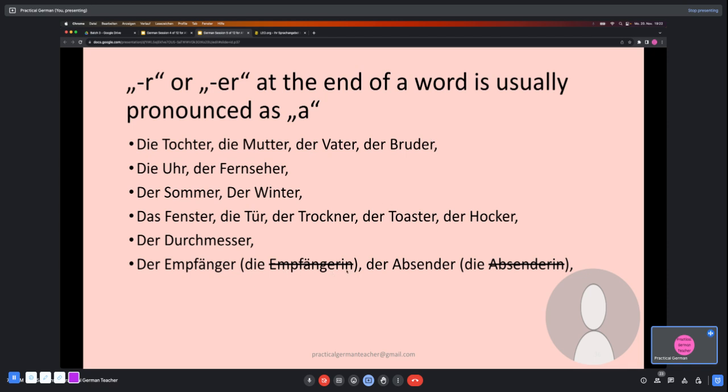Here I have these examples, right? In Empfängerin, the R or ER is in between, so here you have to pronounce it. And Absender, but this one is Absenderin. This is obvious, right? I purposefully chose some examples just to make sure. Let's see if you know this. You don't have to know its meaning. What is der Durchmesser? What does it mean? It's diameter, correct. Again, you don't have to know it.